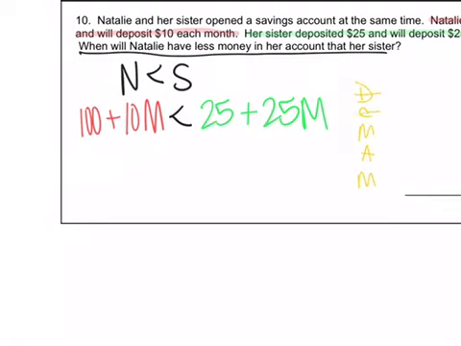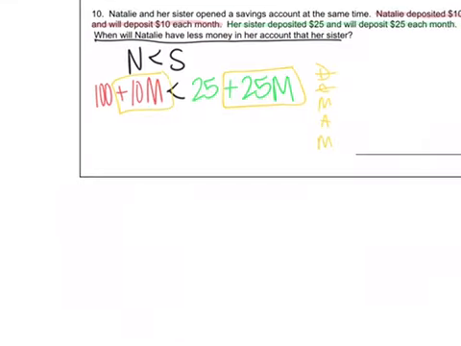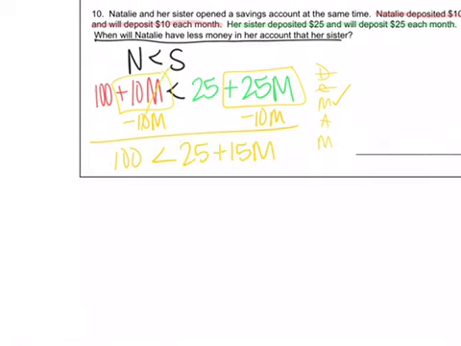No distributing, no combining like terms. We do have variables on both sides, so I will need to move my variables. So I move 10m to the other side. So 100 is less than 25 plus 15m.